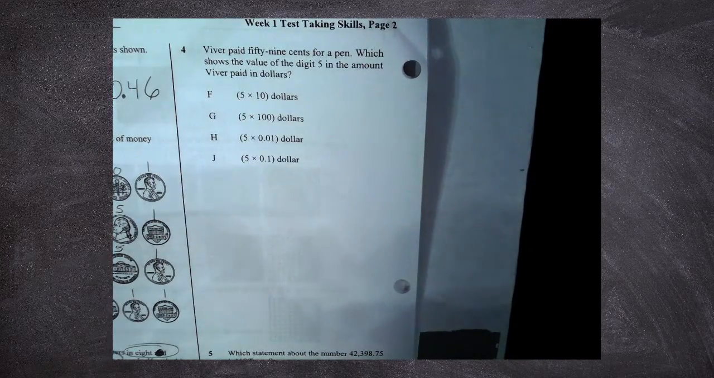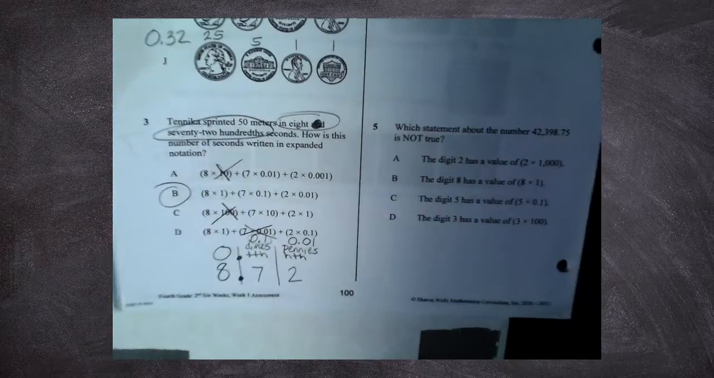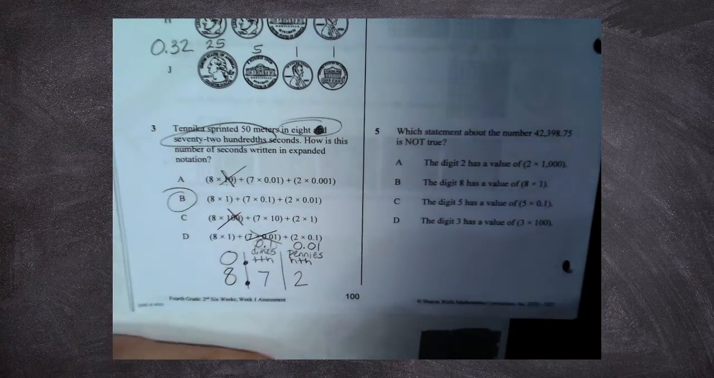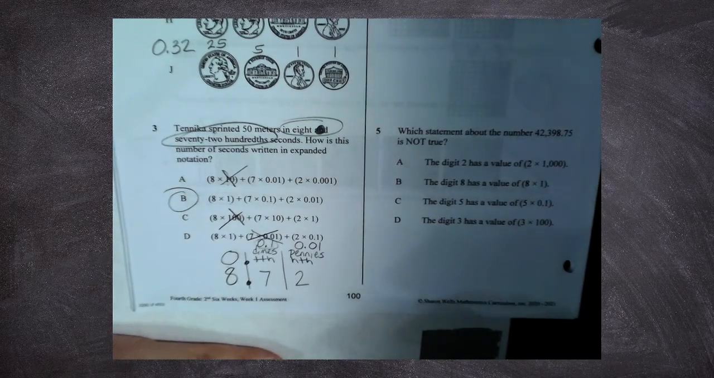Question 4. Viver paid 59 cents for a pen. Which shows the value of the digit 5 in the amount Viver paid in dollars? Yes, Kylie. I didn't get to see number 3 because I was in the bathroom. So they told us that she went and she bought herself a pen, and the pen was 59 cents.